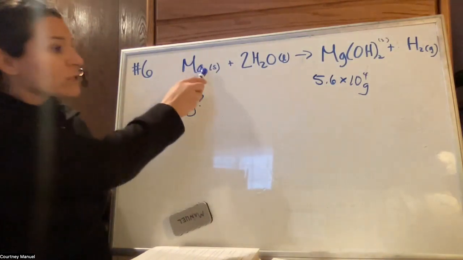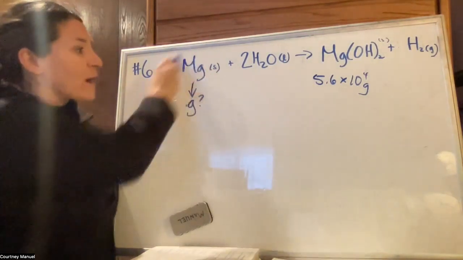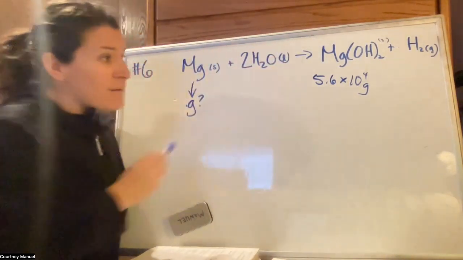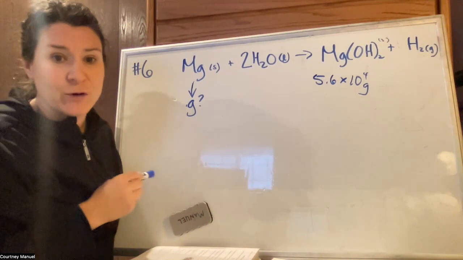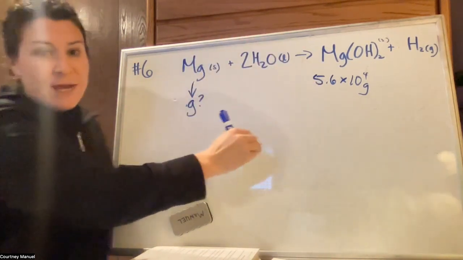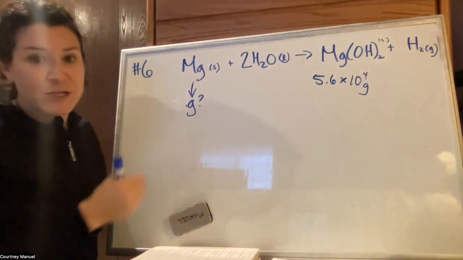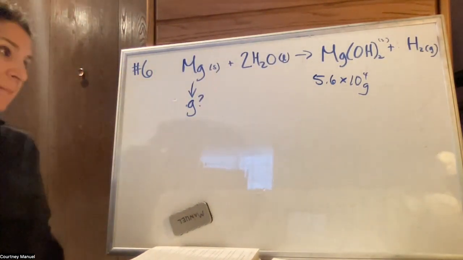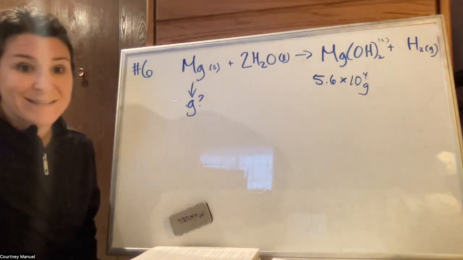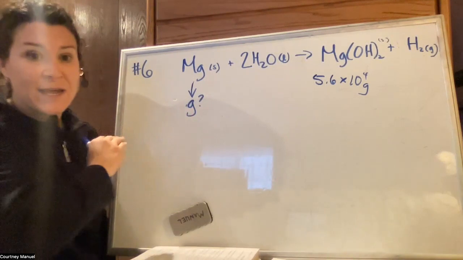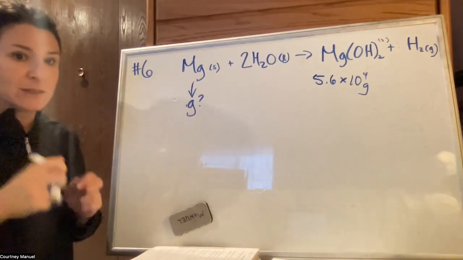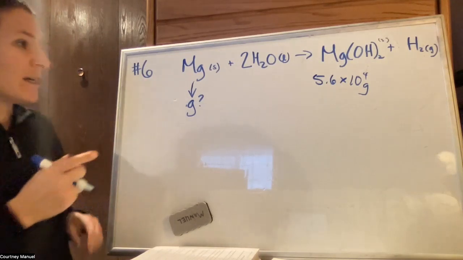So we're going to start, and they ask what mass of magnesium we need to make 5.6 times 10 to the 4th grams of the magnesium hydroxide on our product side. So they're saying, hey, we made this much. How much do we need to make it again? First thing, we can't communicate in a reaction using grams. We have to use the language of moles. So let's turn this thing into moles.